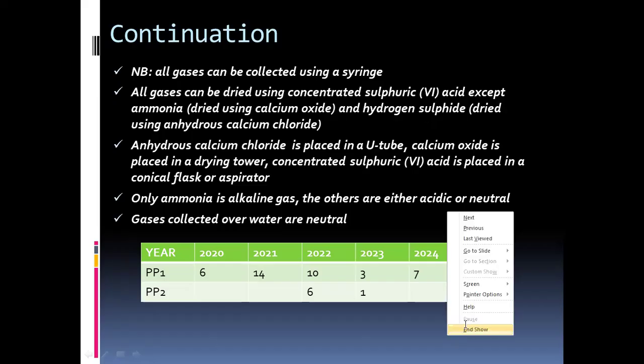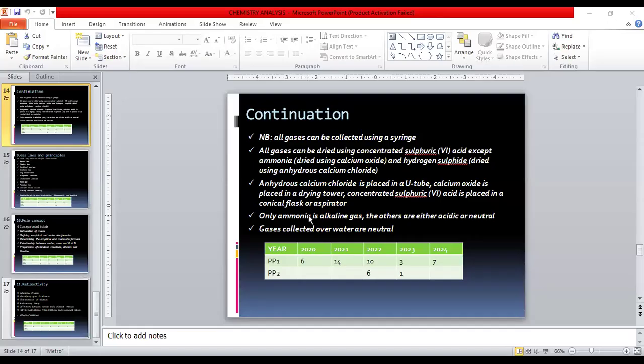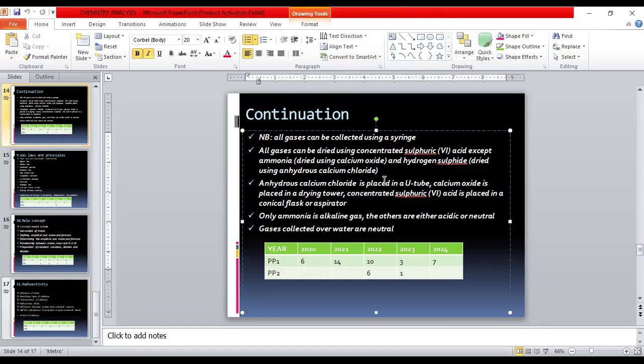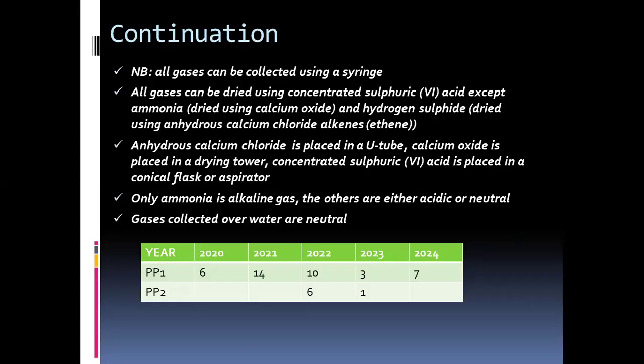I think I can add another one. I've also said alkenes cannot be dried using sulfuric acid. So I can add alkenes, and by alkenes I mean, in brackets, for example, ethene. Ethene can be dried using any of the other two drying agents, but not sulfuric acid.